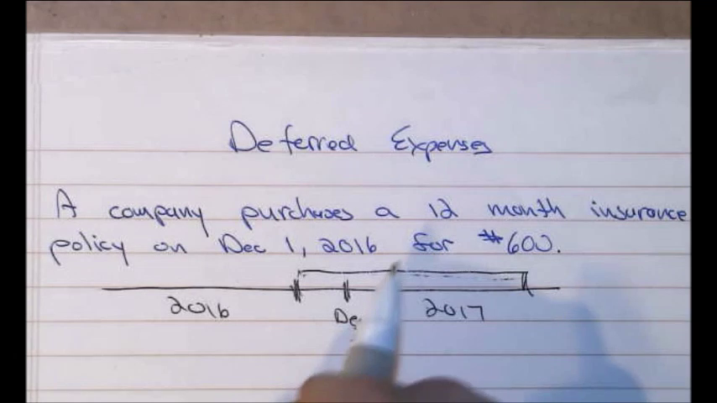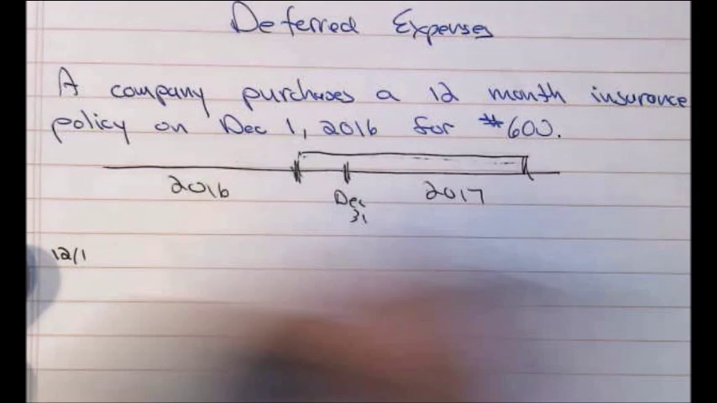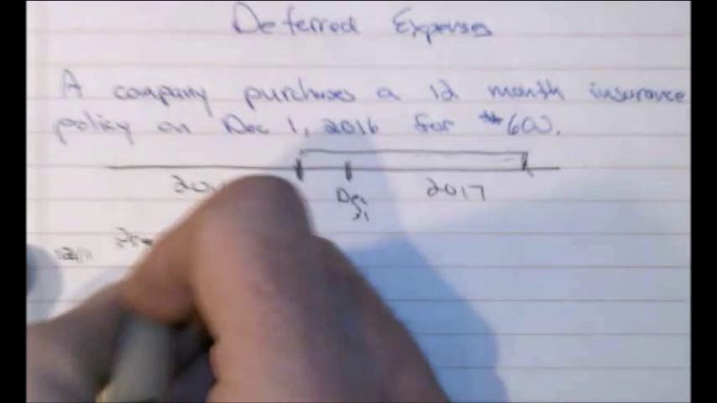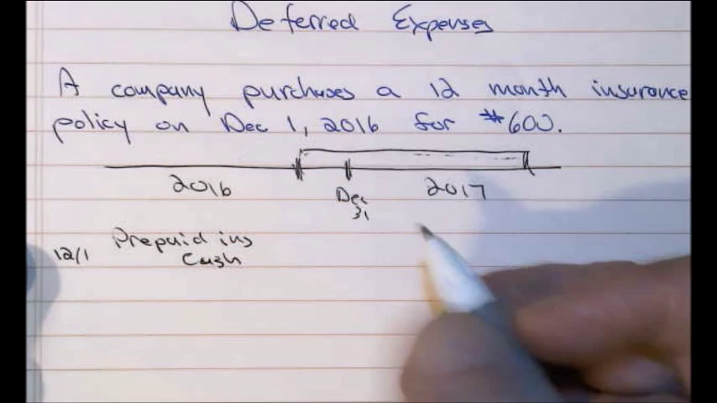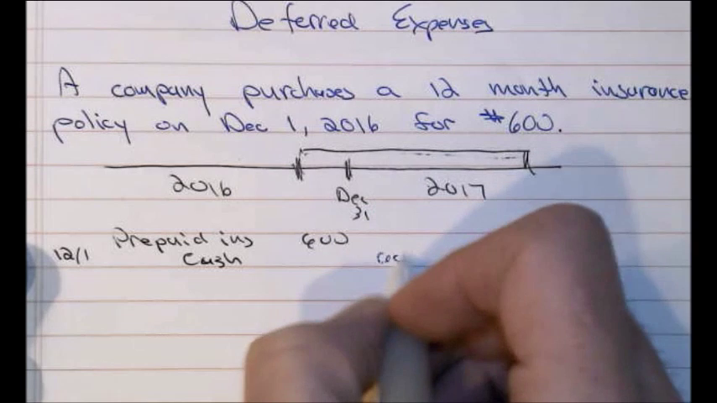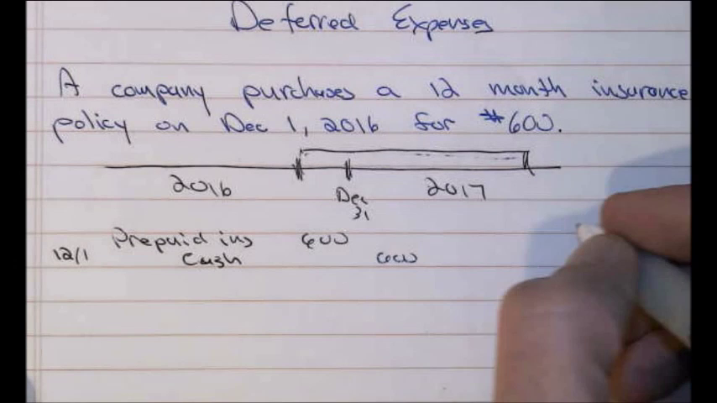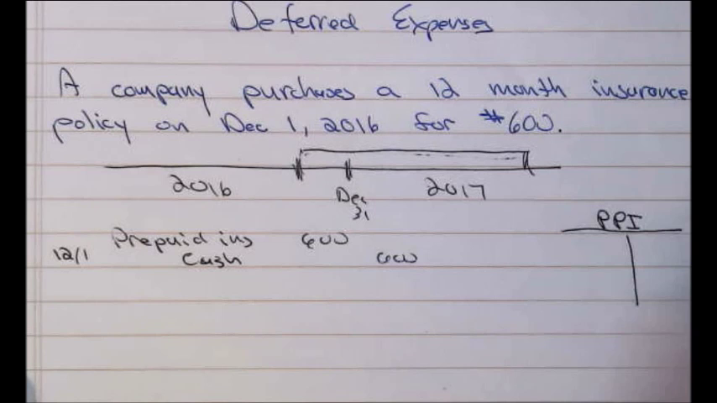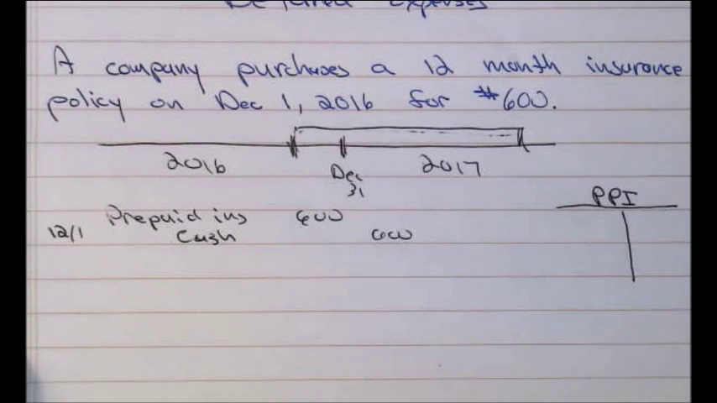Let's do the journal entries. Let's buy this thing. I'm going to slide this up a bit. So when I buy this on December 1st, 12/1, what do I do? I'm going to write this kind of small because I don't want to run out of room. I book it as an asset, right? Prepaid insurance and cash, $600, right? That's what I do on the 1st of December. And I have this account, prepaid insurance, right? Now I have to go up just a little bit more. That's all there is.